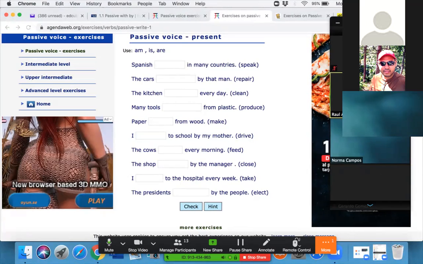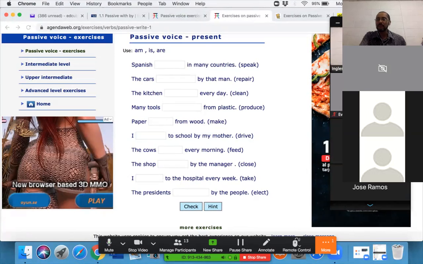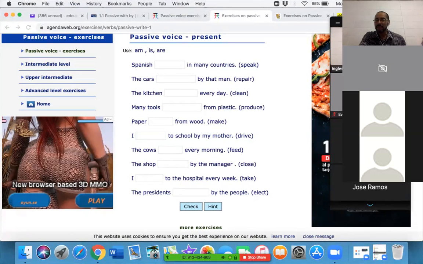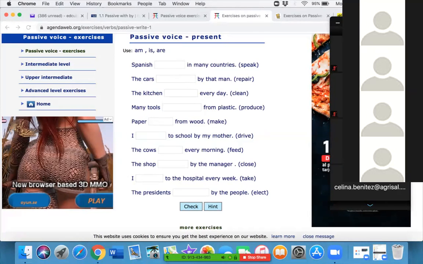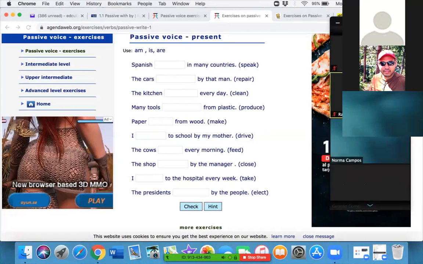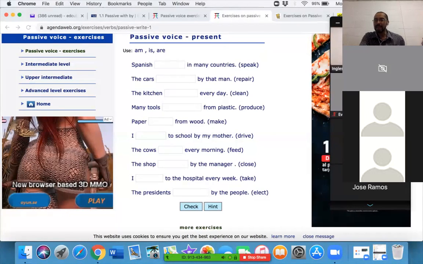Okay, so let's try this. Each one is going to have one opportunity to do one. Evasquez is going to do the first one. Daisy, you have number two, the cars. Jose, you have the kitchen. Alex, you're going to have many tools. Raul, you're going to do paper. Norma, you're going to use the one with I. Gerardo, you're going to say the cows. Lisette, you're going to do the shop. David, I, and Norma Rivera, the presidents. Okay. Eva Vasquez, you ready?